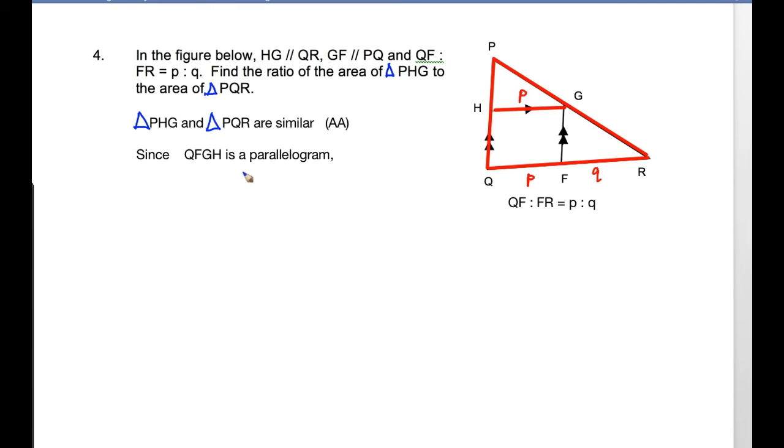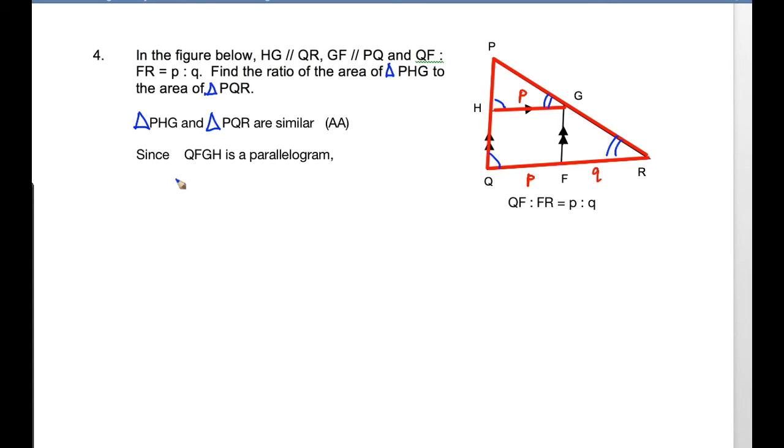In this sum, we need to find the ratio of the areas of triangle PHG to the area of triangle PQR. Now, these are just two similar triangles because of corresponding angles. Therefore, we need to identify the known ratio. In this case, the ratios are given in terms of P and Q. And since we have a parallelogram here, the length of HG would be similar to QF.